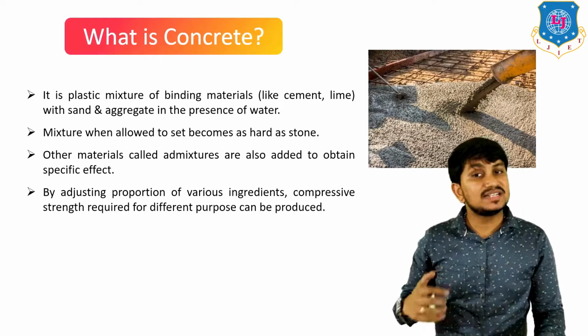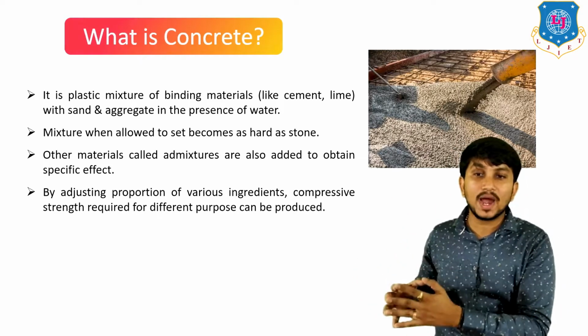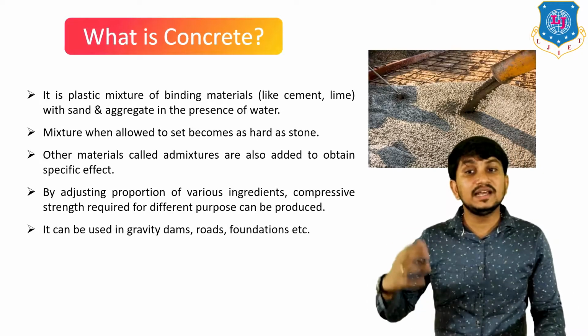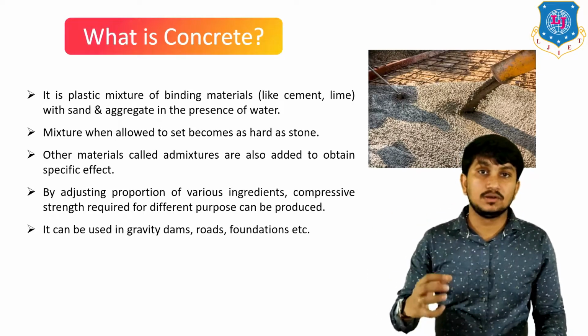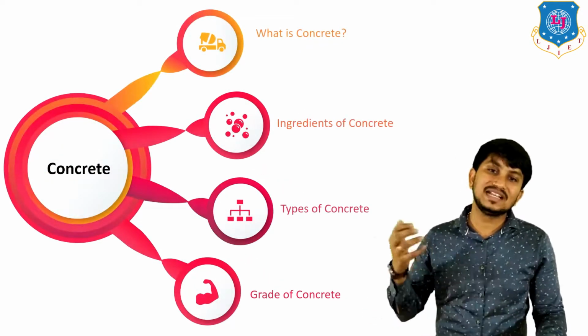By adjusting the proportion of various ingredients, the compressive strength required for different purposes can be produced. It can be used in gravity dams, roads, foundations or main components of buildings. That's all about concrete. Now let's discuss ingredients of concrete.